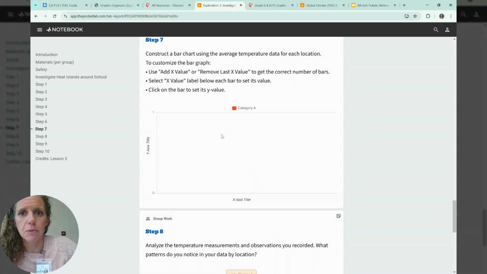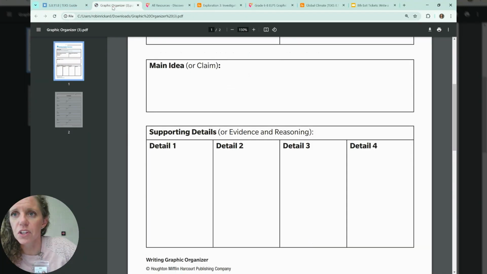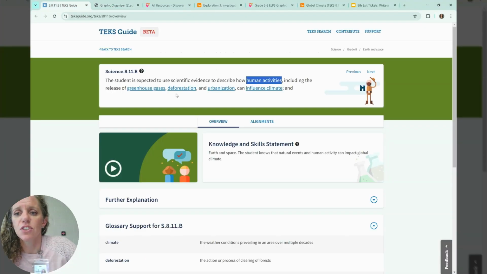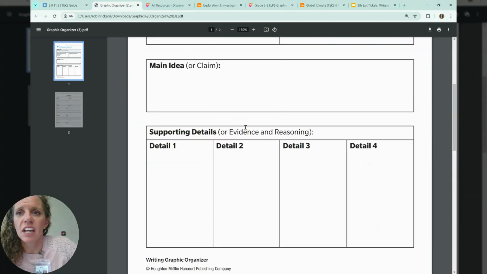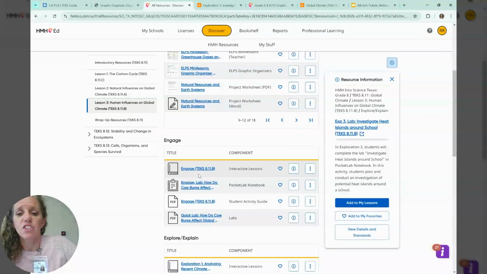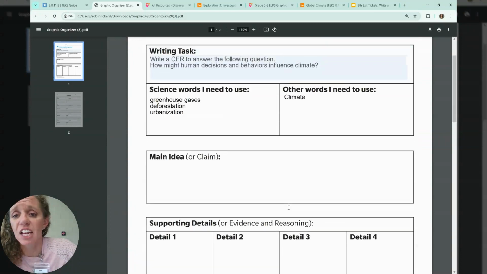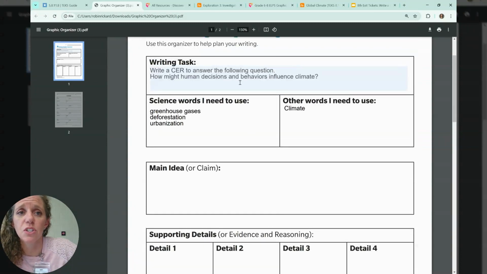But you're free to do it on paper or explore this new Pocket Lab option to see if that's something you're interested in. So we've talked about these three: greenhouse gases, deforestation, urbanization, and all of this they could be using as you go through that interactive lesson. And as you're interacting with the students throughout your lesson, they can be collecting and using this evidence to later at the end come back and make a claim to answer this question.